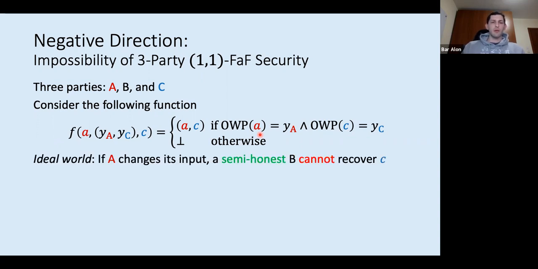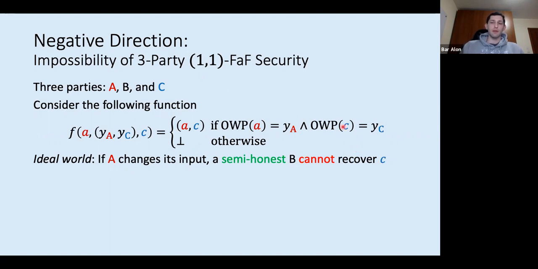So what happens in the ideal world? Intuitively, the reason why we use this sort of authentication is because let's suppose that A is being malicious, is the corrupted one. So the simulator corrupts A, and now it needs to change its input, because that's the only way that it can interact with the trusted party. But if it changes its inputs, because this is a permutation, this will no longer be YA. So this equation will not hold. So everyone will receive both, including B. But now if B is semi-honest, then it doesn't have the information that is necessary for him to recover C.